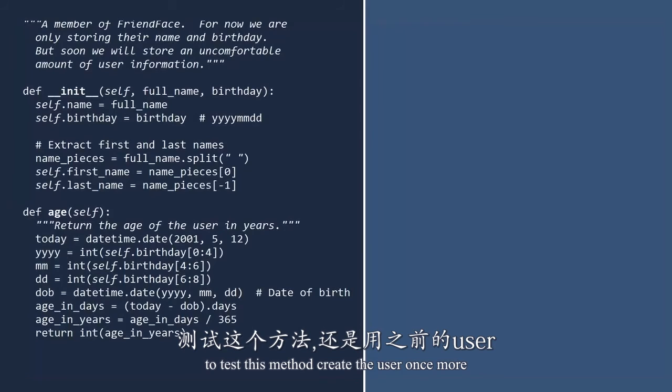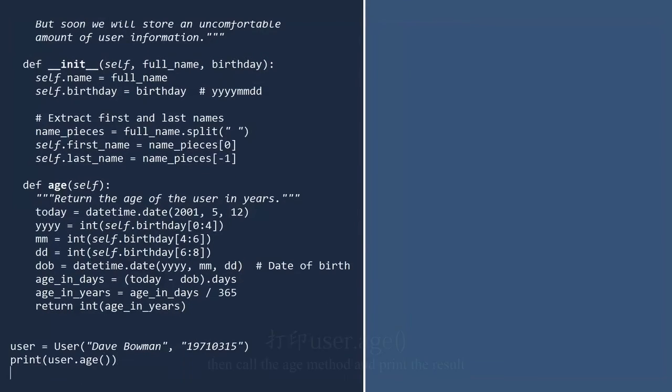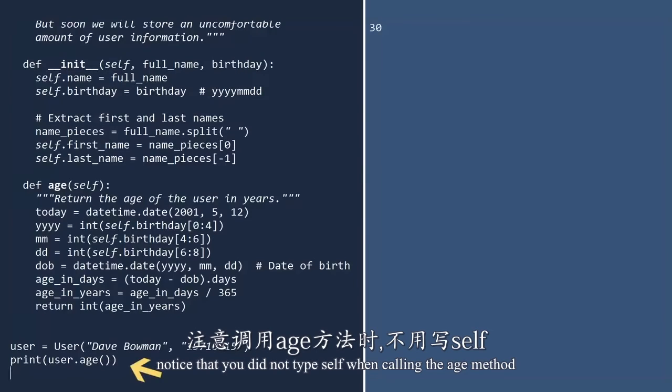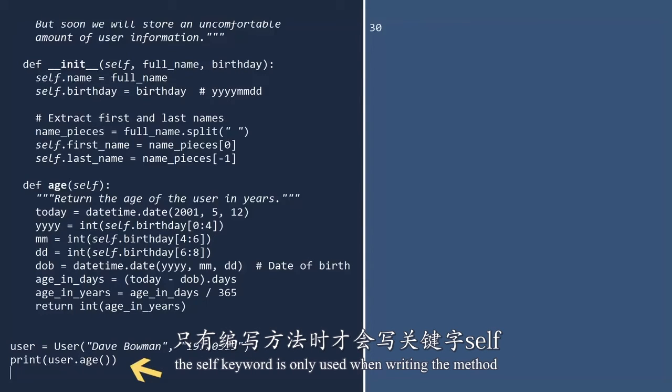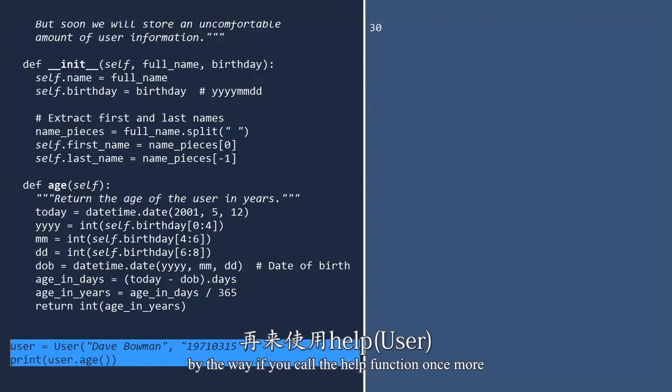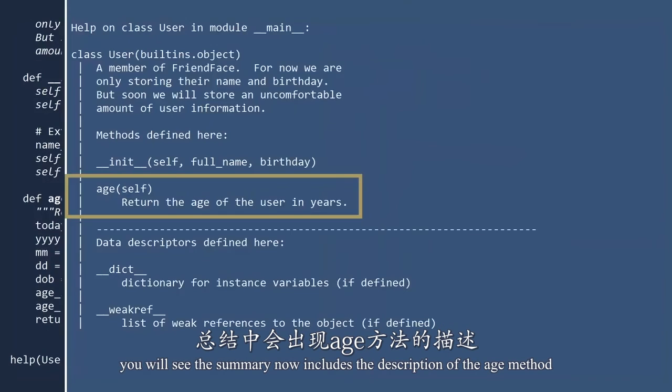To test this method, create the user once more. Then call the age method and print the result. 30 years old. Notice that you did not type self when calling the age method. The self keyword is only used when writing the method. By the way, if you call the help function once more, you will see the summary now includes a description of the age method.